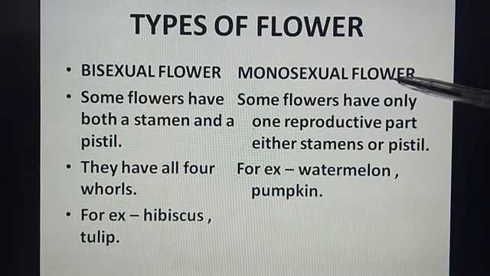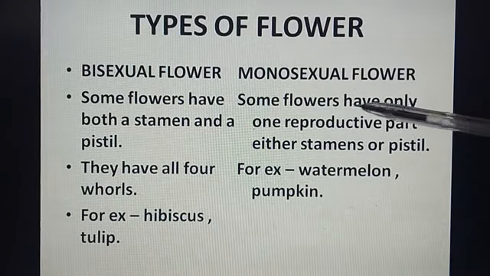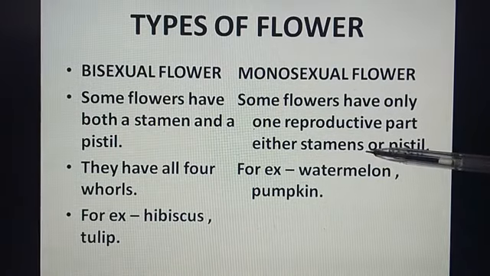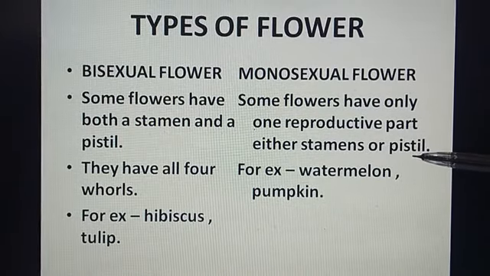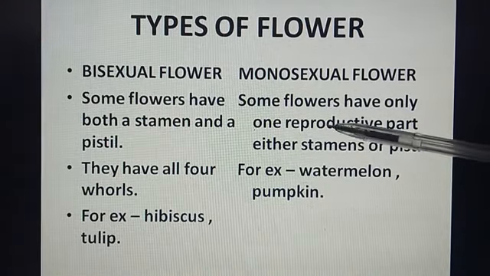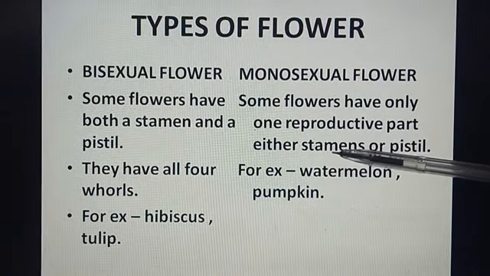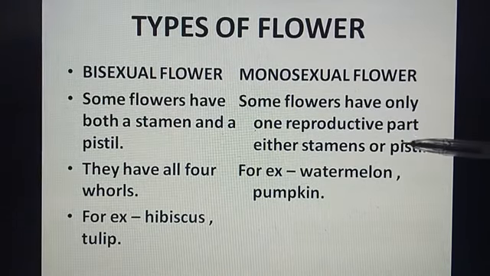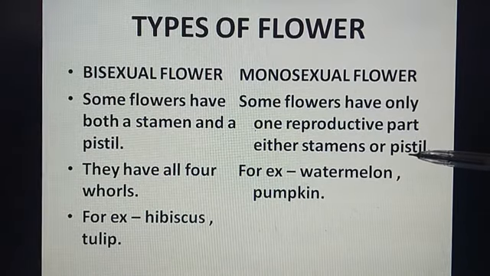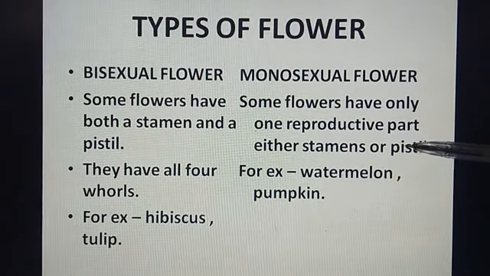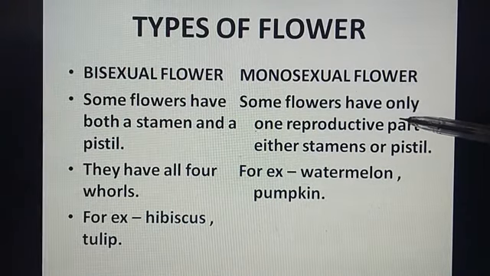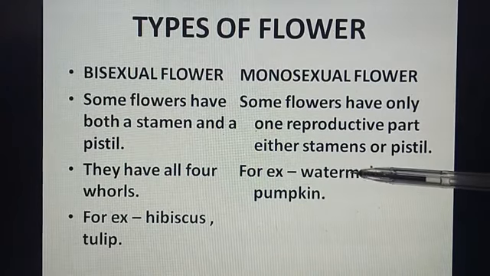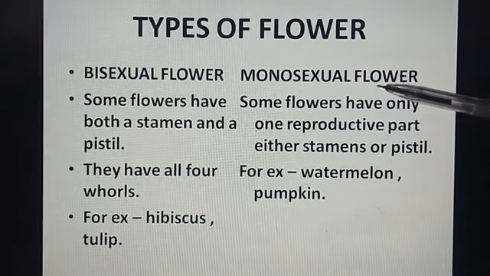Now, monosexual flower. In monosexual flowers, only one reproductive part, either stamen, that is the male reproductive part, or pistil, female reproductive part, is present. In this flower, if the stamen, that is the male reproductive part, is present, it is known as male flower. Or if pistil is present, means the female reproductive part is present, then it is known as female flower. For example, watermelon, pumpkin, cucumber and papaya are the examples of monosexual flower.